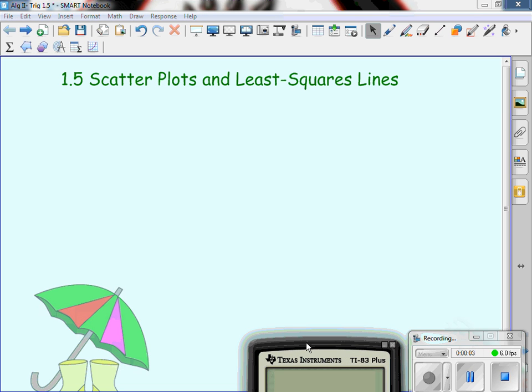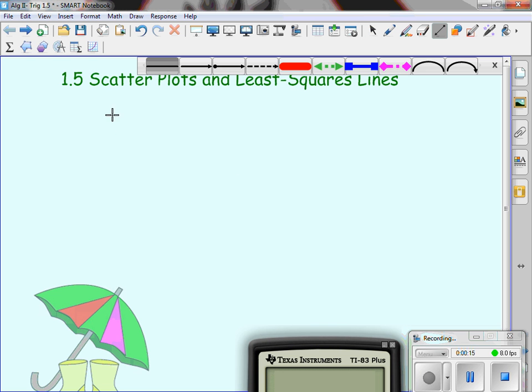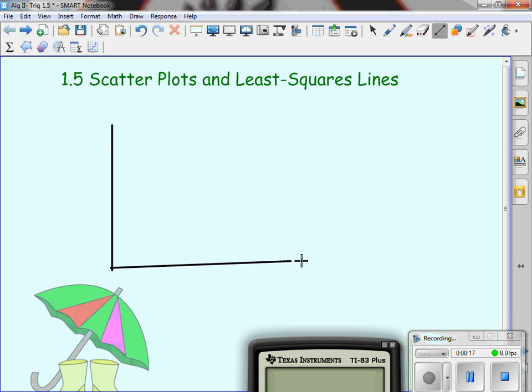1.5, scatter plots and least squares lines. For scatter plots, what do their graphs look like? They're scattered. That's why it's called a scatter plot. When you graph the points, you have your data, and when you graph it, the points will be scattered all over the place, right?